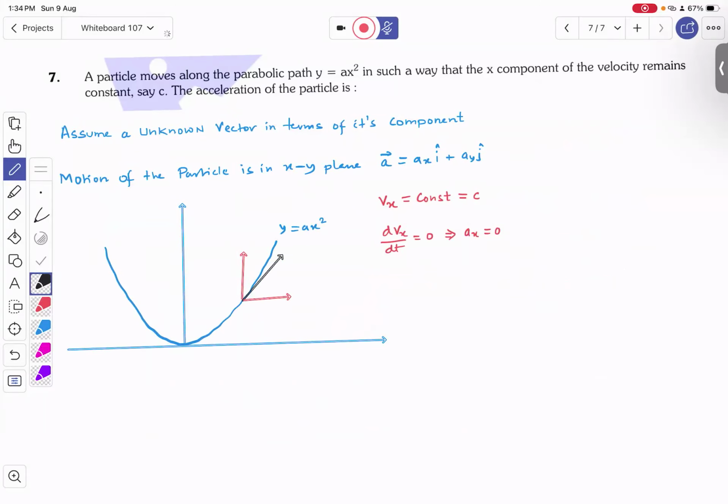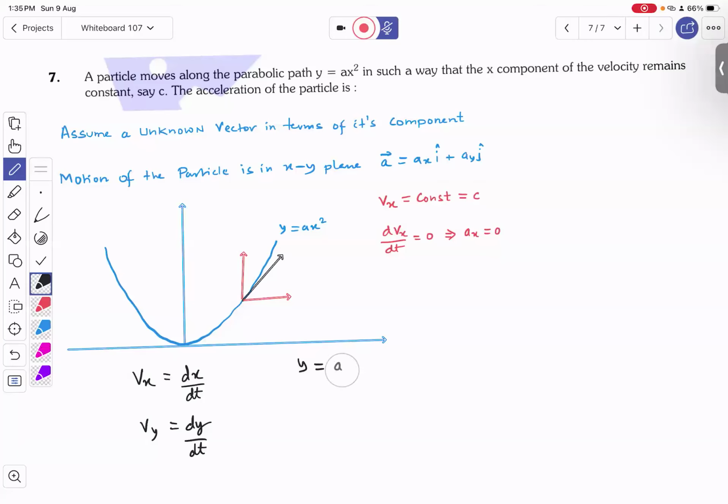If I ask you how to find Vx, any idea? By finding the rate of change of x position. Here Vx is given, so no problem. I found its rate of change. But Vy is not given, no? So how to find Vy? By finding out the rate of change of y position, no? Then how to find the rate of change of y position? Any idea? For that, I will use the equation of the curve.